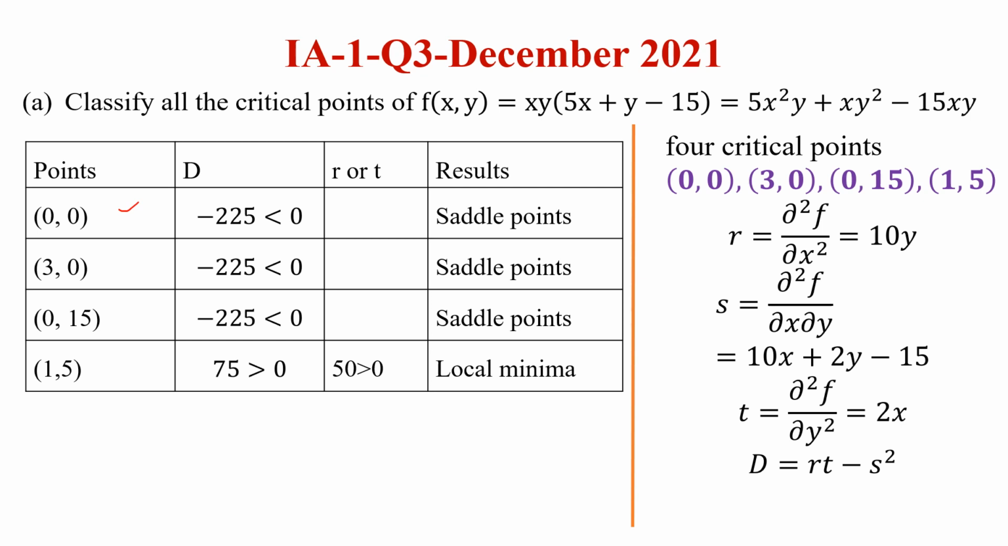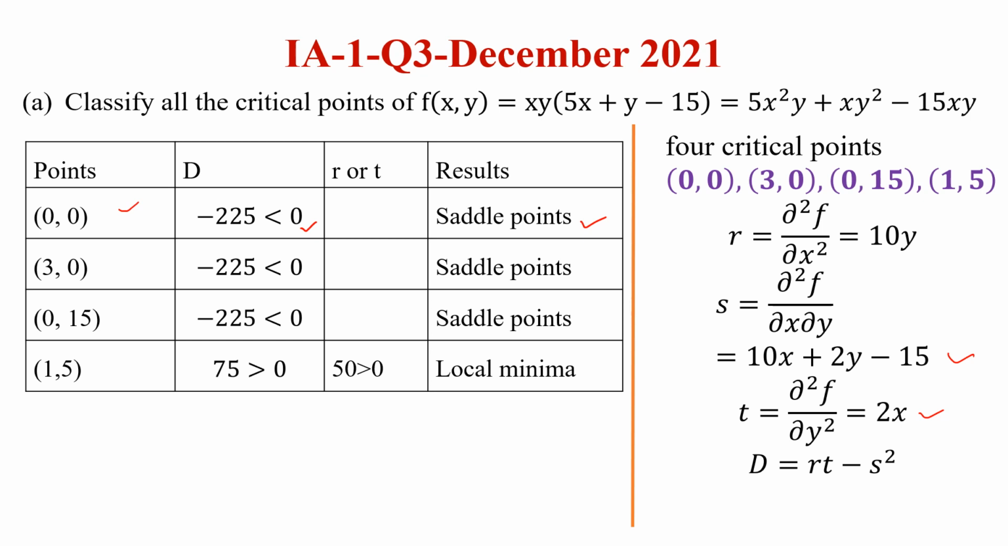At (0, 0), R is 0, S is minus 15, T is 0. So rt minus s square is going to be minus of minus 15 square, so it is going to be minus 225, which is less than 0. So no need to calculate r and t now. It is confirmed, it is a saddle point that you get.